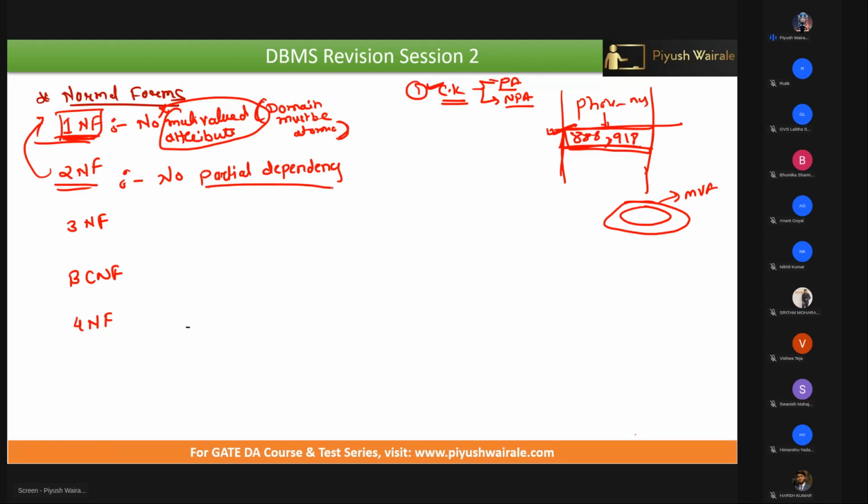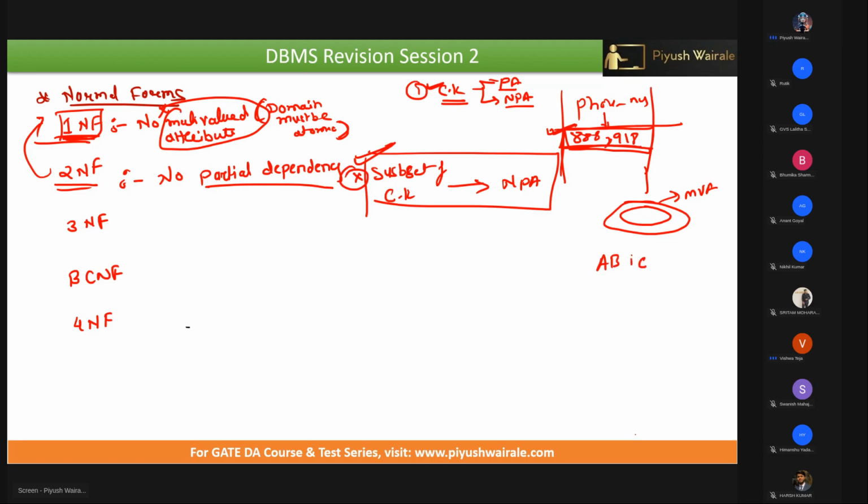What is partial dependency? A subset of the candidate key determining a non-prime attribute. If this FD is present inside my functional dependency set, then it is a partial dependency. This is not allowed in 2NF. Let's say for example, AB is my candidate key, and in the FD set, I have B determines D. So B, a subset of candidate key AB, determines a non-prime attribute, right?